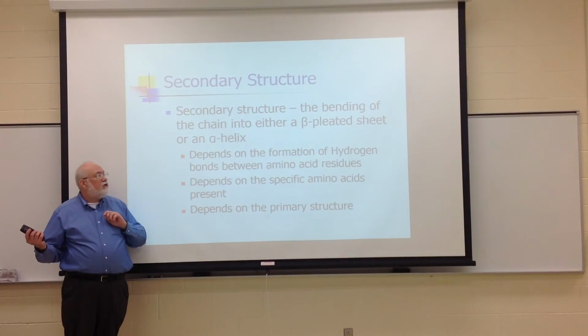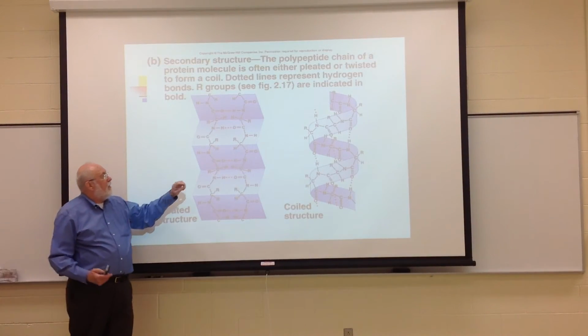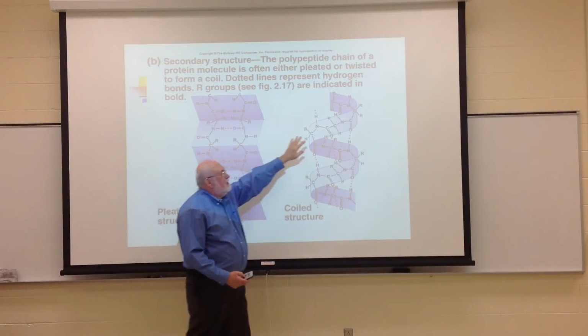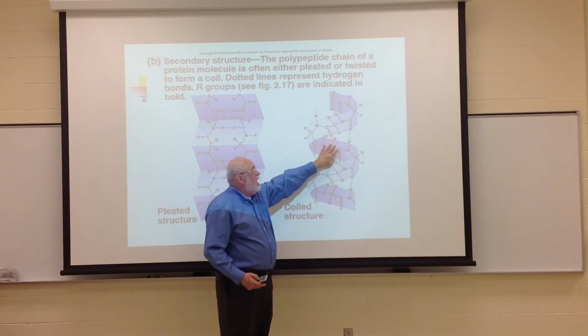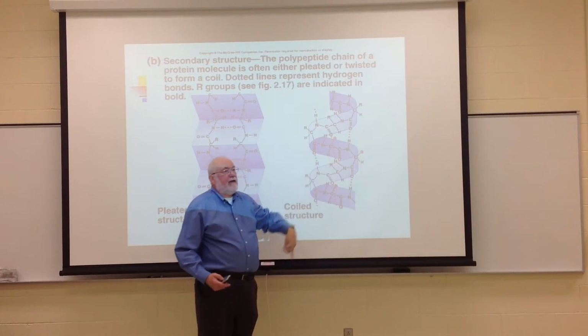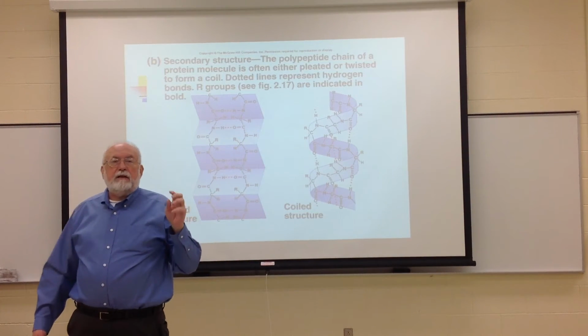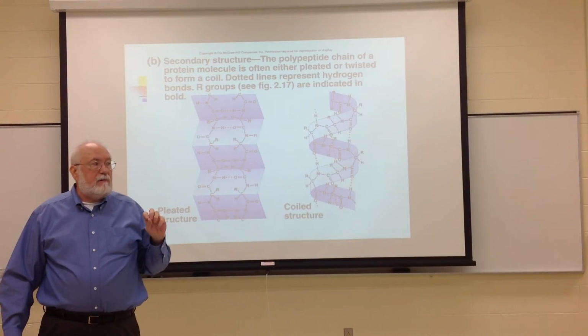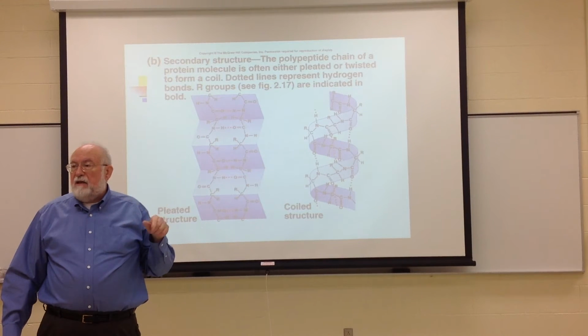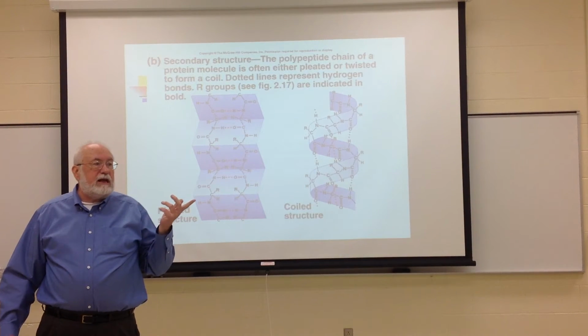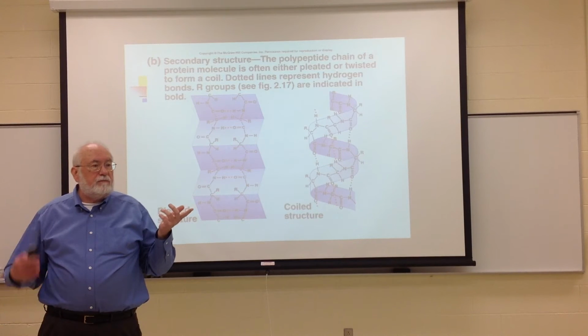Now, tertiary. Here we go. Beta pleated sheet, spiral, and again, as you can see, the red dots represent the hydrogen bonds. Where they can form really depends on the amino acid sequence. If you change that, they're going to form in different places. You're going to get a slightly different secondary structure.